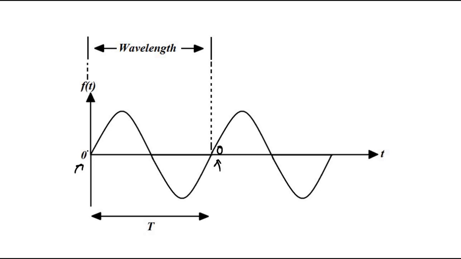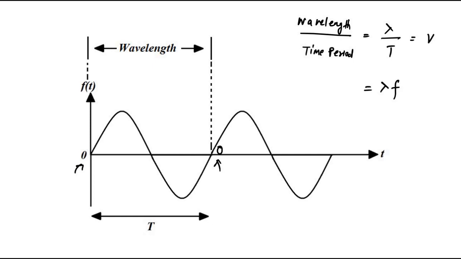Okay, and here if we take wavelength by time period, if we divide these two parameters, lambda by t, this gives us the propagation velocity of the wave. It can be written as lambda into 1 by t, which is lambda f, because f is equal to 1 by t. So v is the propagation speed or velocity of the wave.